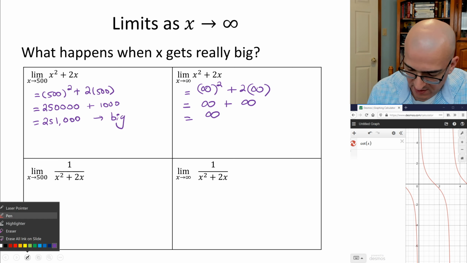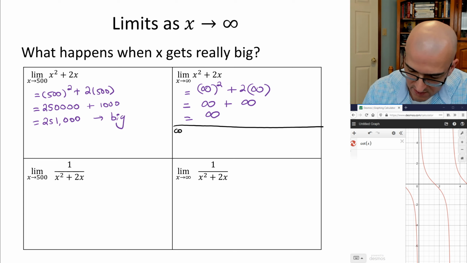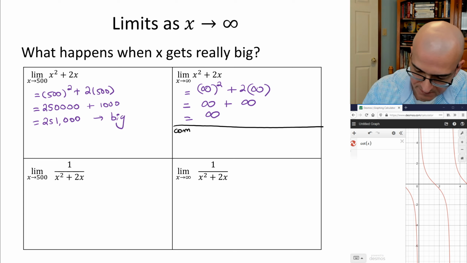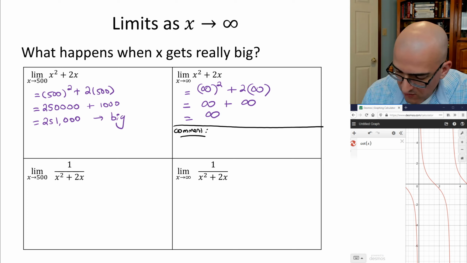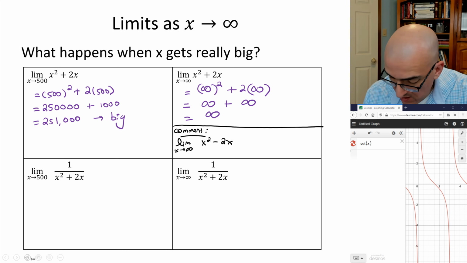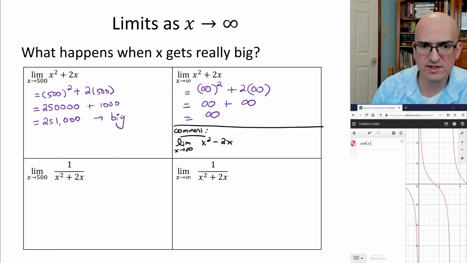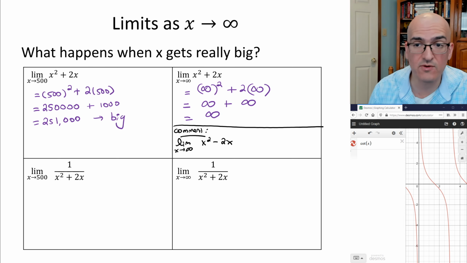Put a little comment here. We didn't have to do anything fancy for this one. But what if it said, what is the limit as x approaches infinity of x squared minus 2x? How would we do that one? Because when we plug in infinity, we get infinity squared, which is infinity, minus 2 times infinity, which is infinity. We have infinity minus infinity, and it might look like it's 0, and it's not.